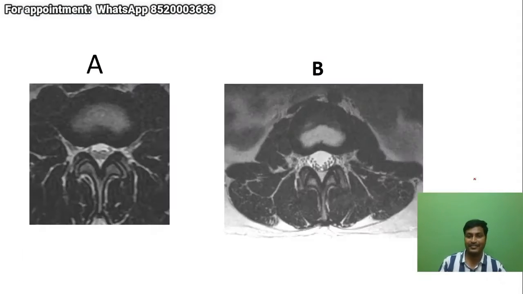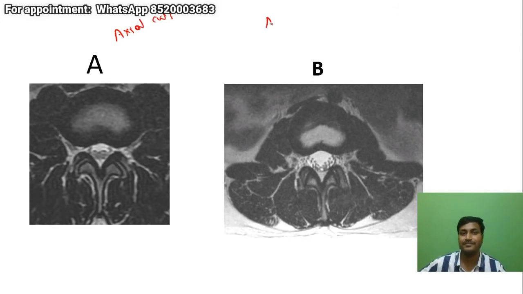Where am I? Fine. Both of these are axial cuts. But this, can you identify the difference in the neural structures here? There's one solid structure over here. There are a number of dots like this. What is the difference in both of them?